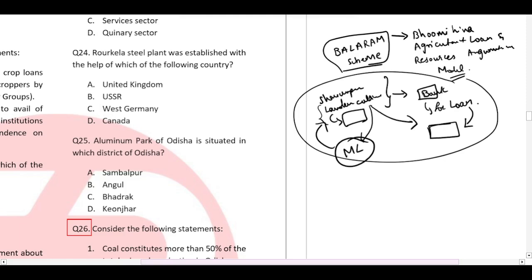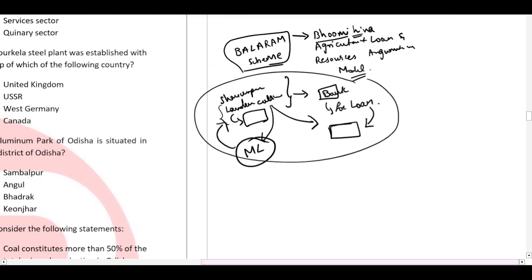So the name itself is Bhumihina. That means in Hindi, Bhumihina is somebody without a land. So Bhumihina Agriculturalist Loan and Resources Augmentation Model. The main aim of this scheme is to provide collateral-free loans to who? To sharecroppers, landless cultivators.